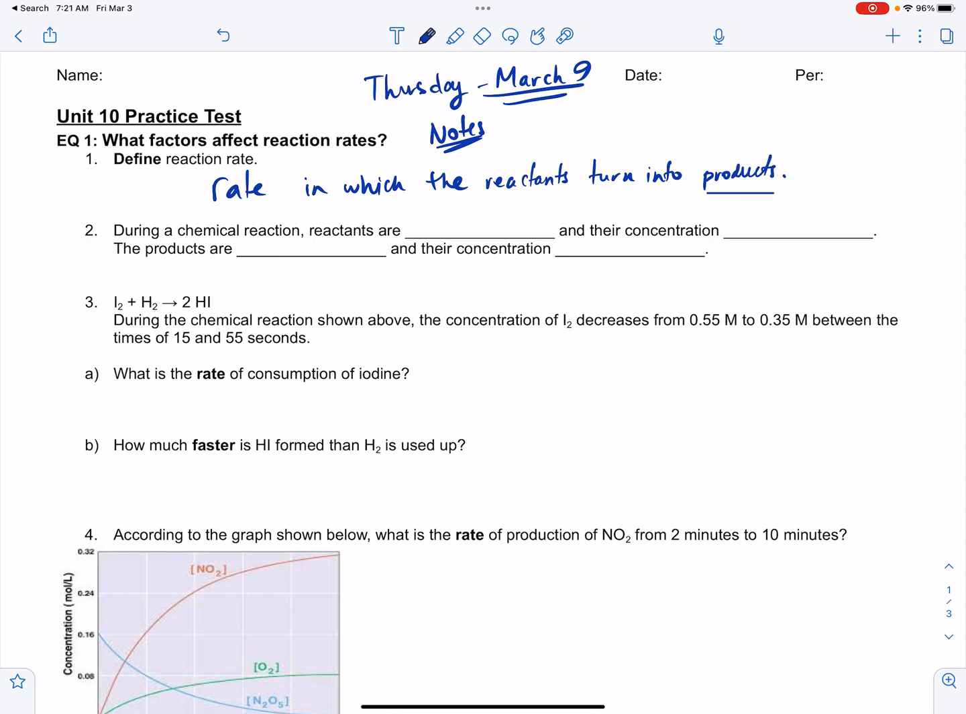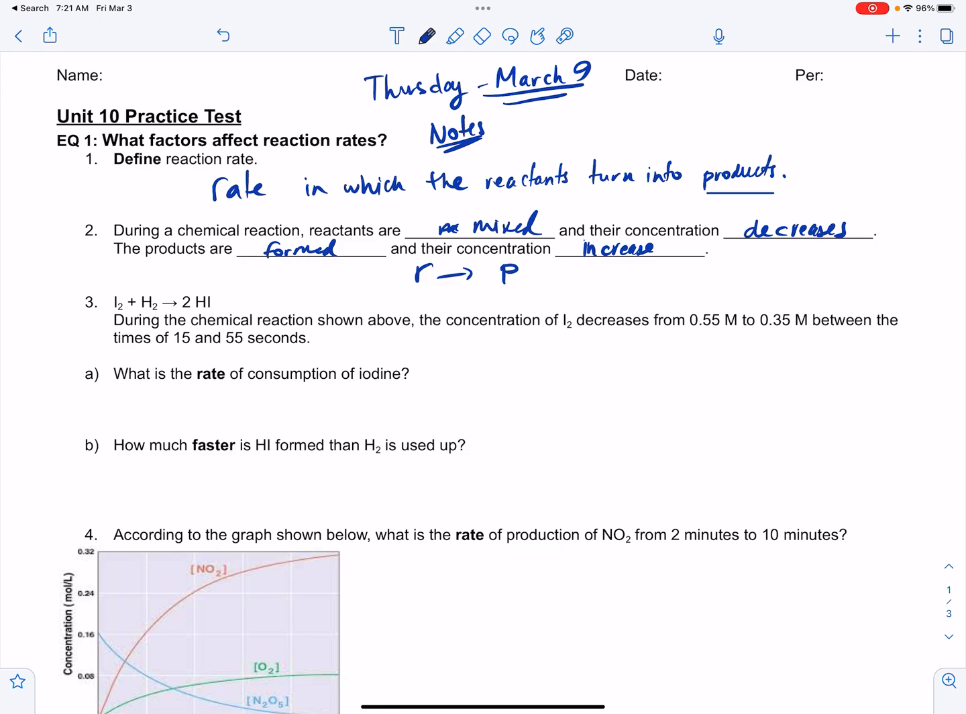During a chemical reaction, reactants are blank and their concentration blank. Reactants are combined, are mixed, and their concentration decreases. Products are formed and their concentration increases. So remember, reactants become products. All right, the second one.